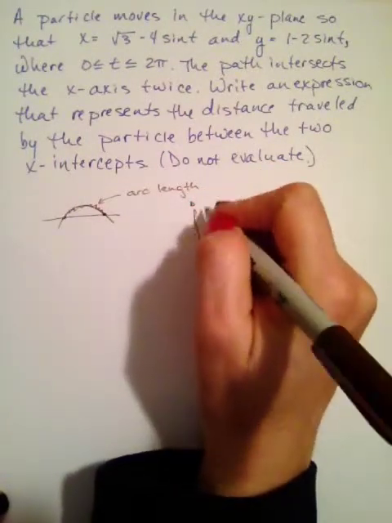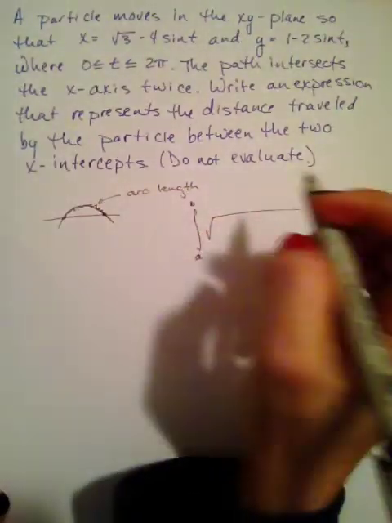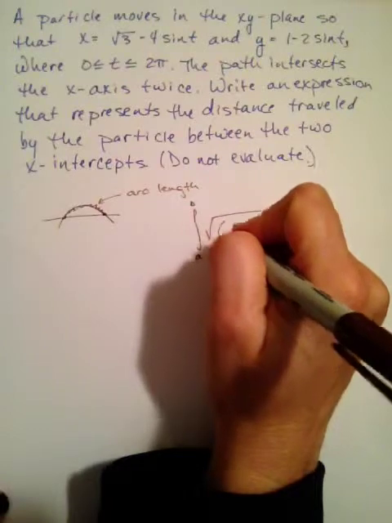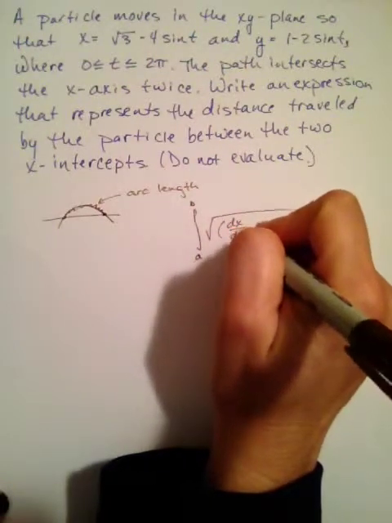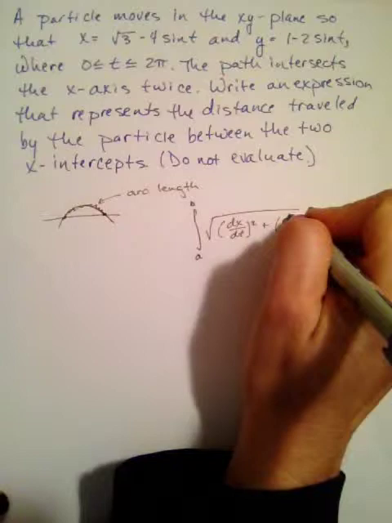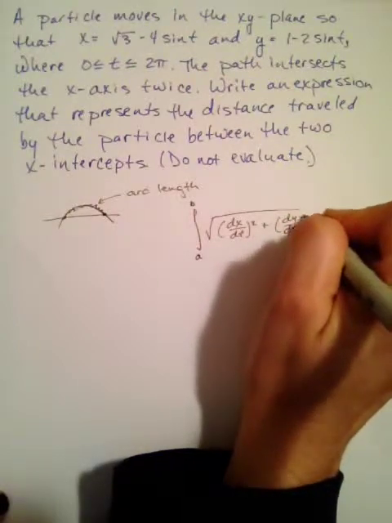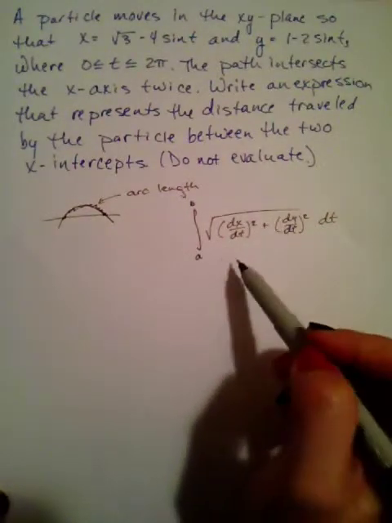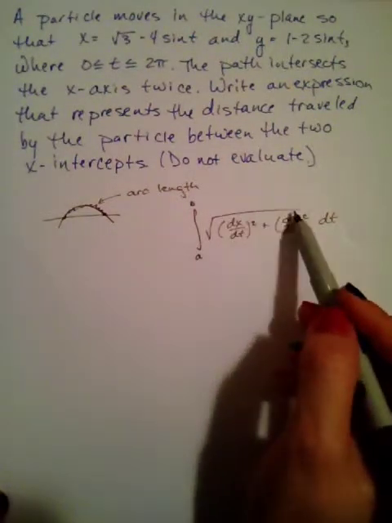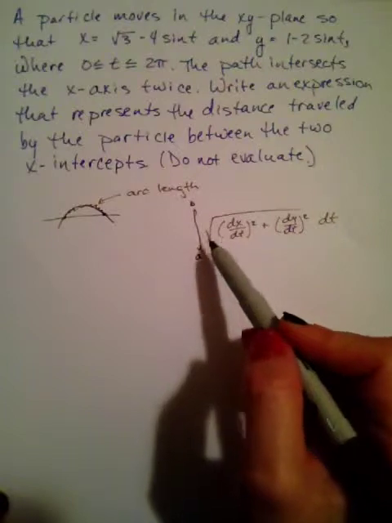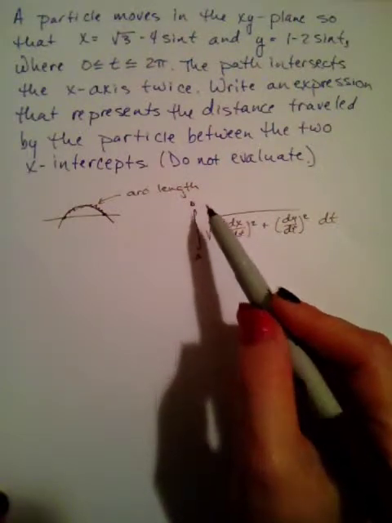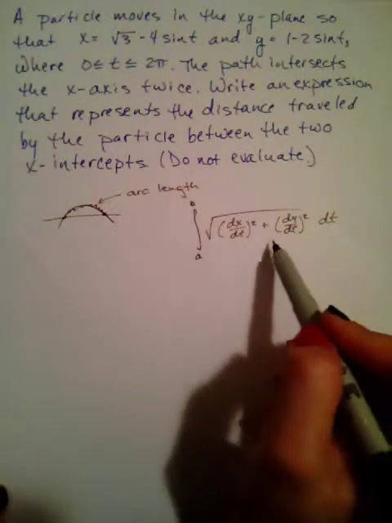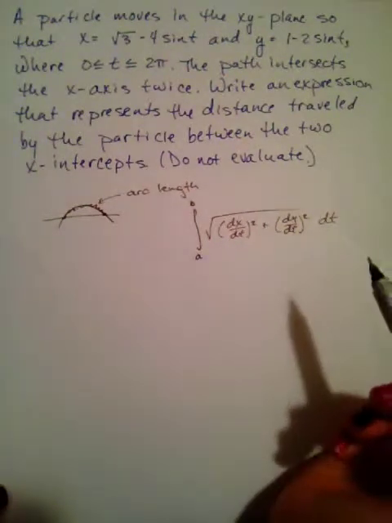So we're adding up all of our little itty bitty segments, and it is the square root of dx dt squared plus dy dt squared, and this is all with respect to t. So it's very similar to the magnitude of our velocity vector, but we're integrating it from a time to another time. So the integration is what's turning this into an actual distance. And we'll look at this again when we look at arc length in non-parametric form.